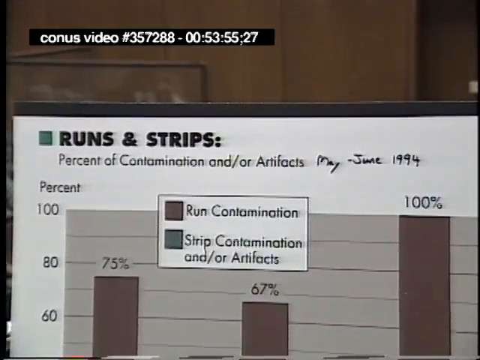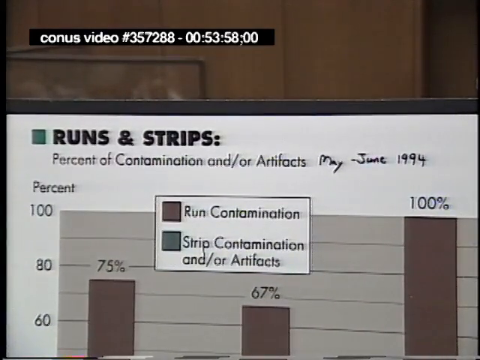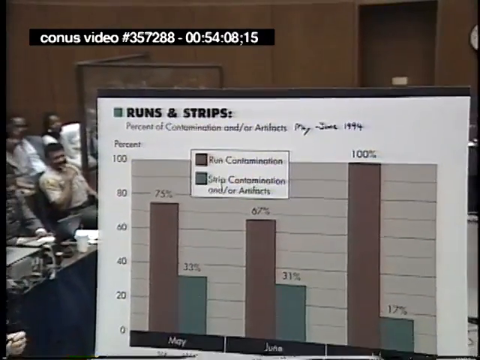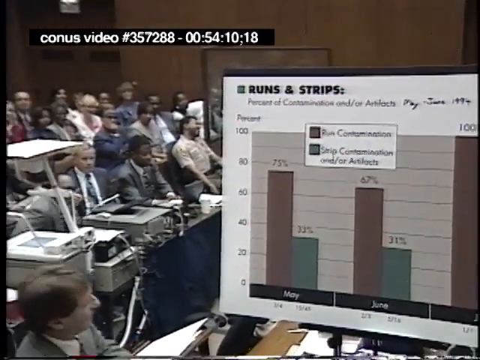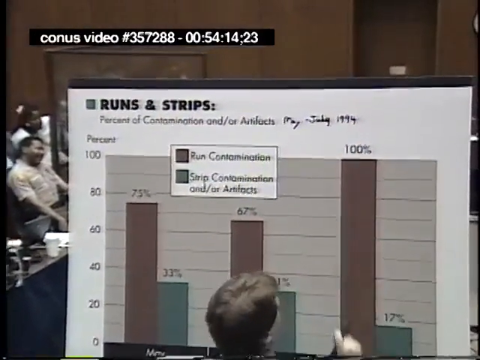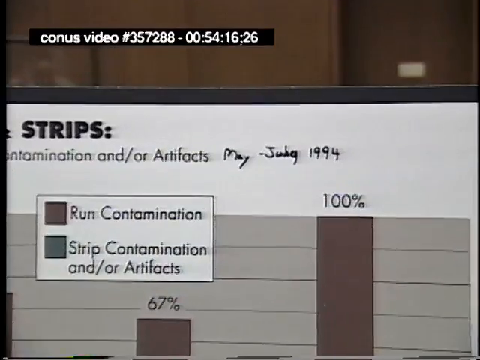Now, the period May through, I asked you to write down May through June, and it has July on it. Oh. Well, he did what you asked. Right. Well, I'm an idiot. Let the record reflect I corrected it to July.